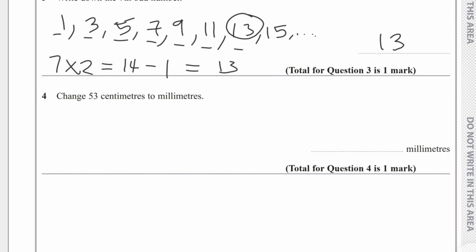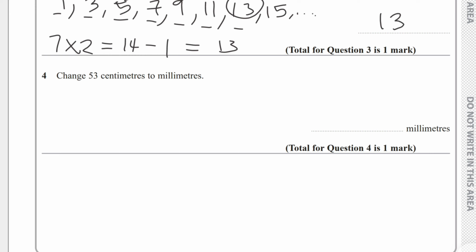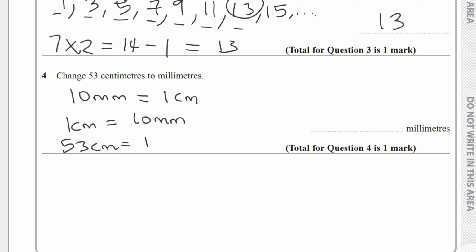Change 53 centimeters to millimeters. So 10 millimeters equals 1 centimeter, right? So that implies that 1 centimeter equals 10 millimeters. Therefore, 53 centimeters is going to be 10 times 53, which is 530 millimeters. So our answer is 530.